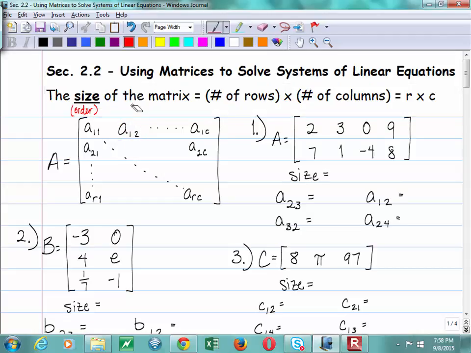Okay, so for problem number 1, we have matrix A, and the size of that matrix would be a 2 by 4. Okay, and element A2, 3, row 2, column 3, in this case is -4. And A1, 2, that'd be row 1, column 2, so that would be 3. And then A3, 2, that would be row 3, column 2, so in this case it's not applicable since there is no third row. And then row 2, column 4, in this case that would be 8.